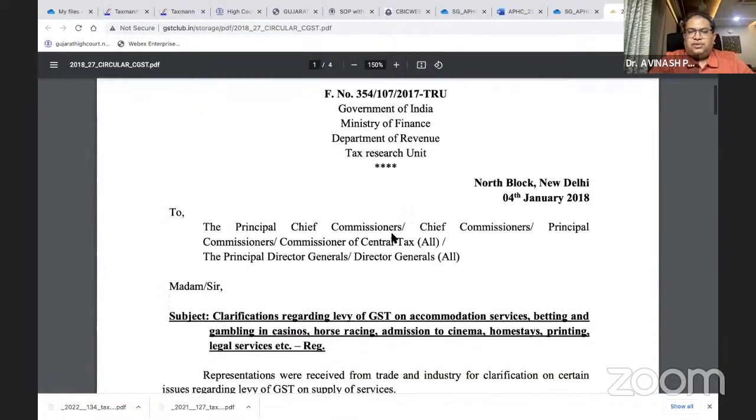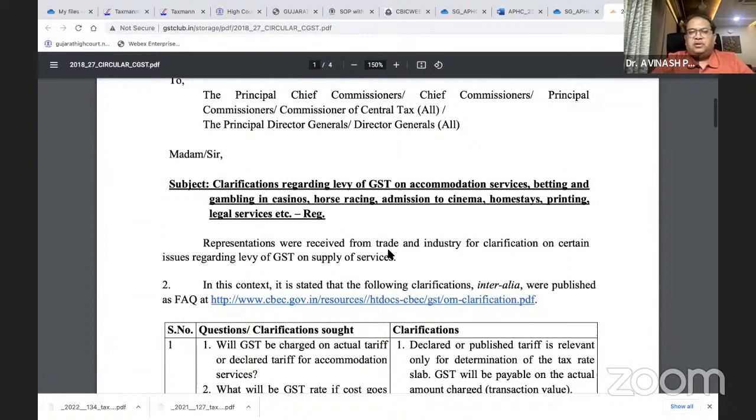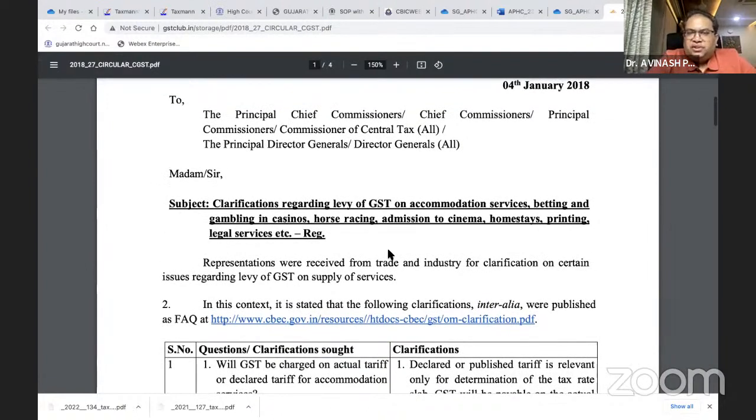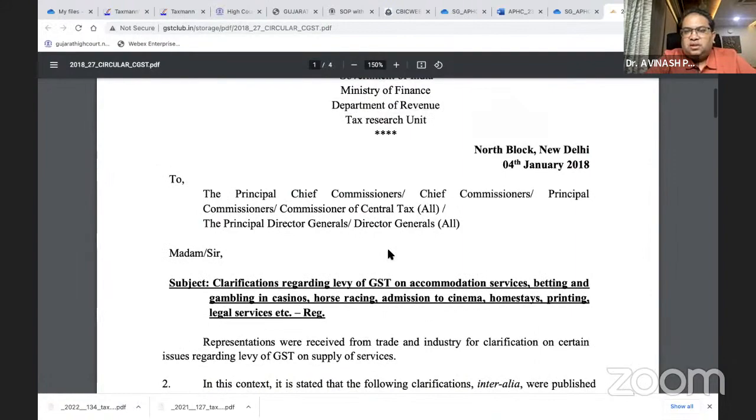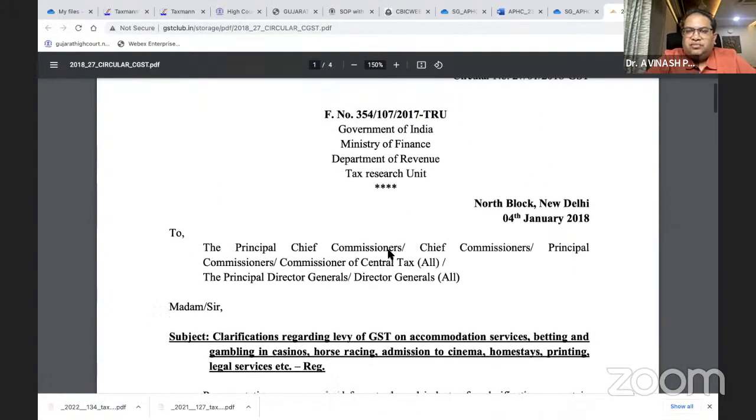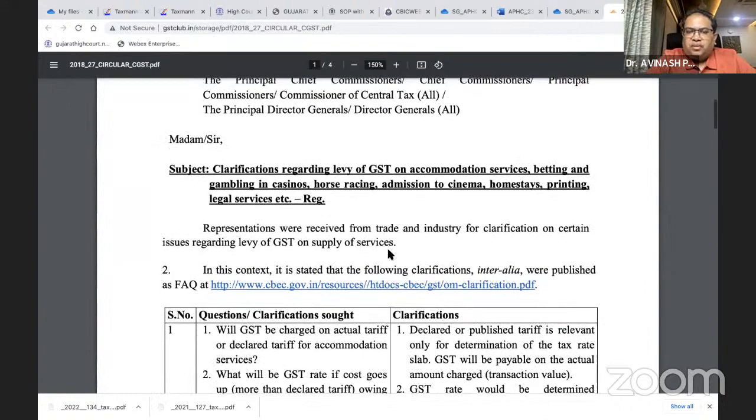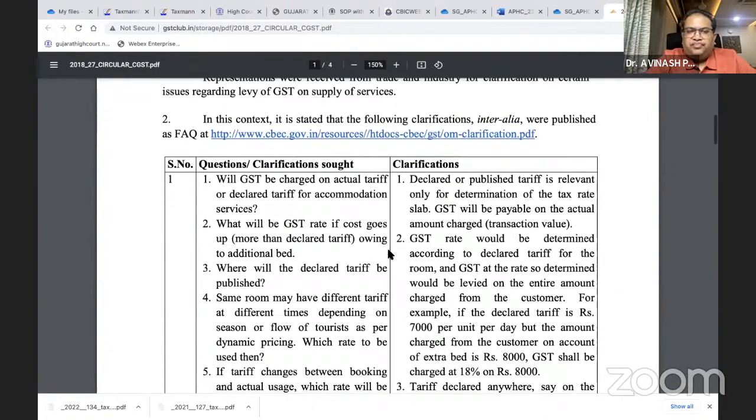Now, this is the circular on your screen. Clarifications regarding levy of GST on accommodation services, betting and gambling and casinos, horse racing, admission to cinema, homestays, printing, legal services, etc. So these are certain services which are being clarified. The clarifications are sought by the trade or the associations, and it is being clarified now by virtue of this particular circular, which is circular number 27 of 2018. And let's see one by one.